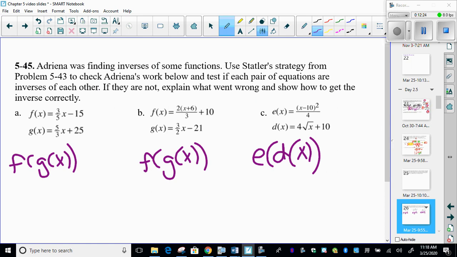And sometimes it might make it easier to do g of f of x instead of f of g of x, just based on how the problem is set up. So it just kind of depends upon what your comfort level is. If you're struggling simplifying it, then maybe go ahead and do the opposite order, because if they are inverses, you should get x out anyways. So take a moment, please, and do composite functions with these.